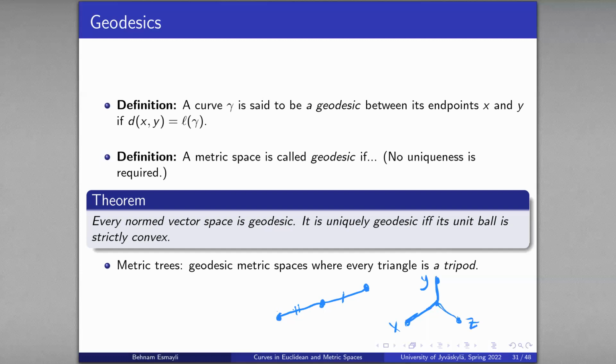And the shortest curve from X to Z is already contained in the previous ones. So there isn't a new path. So this is a tripod. So a tree has branches and it goes on like that. It never has a loop, but this is what we have in mind with a metric tree.